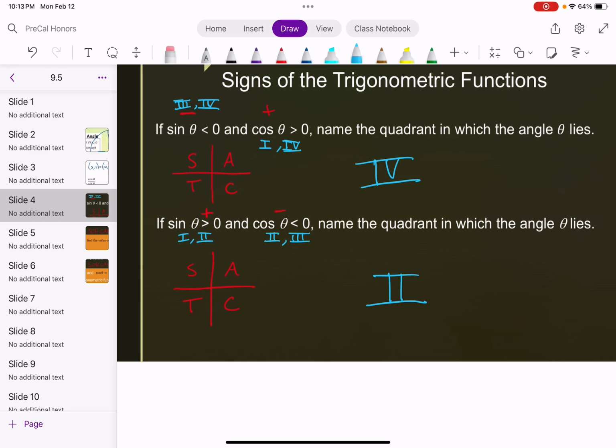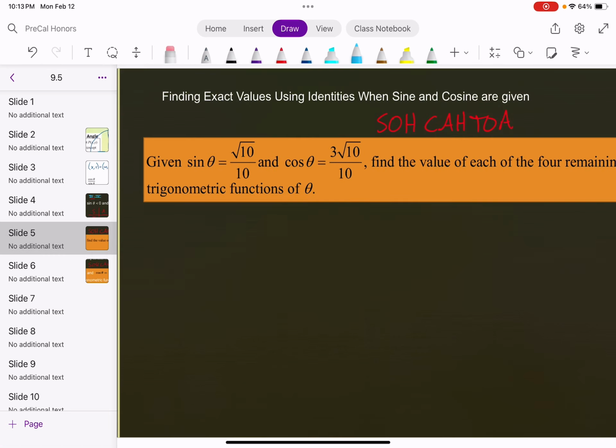Now we're going to go ahead to slide 5. The same scenario is happening here. The only real difference is that an actual value is being given, and they're telling us the trig functions that go along with them. So we're going to first begin by figuring out what it is that we're looking for within this slide. It says find the value of each of the 4 remaining trig functions of theta.